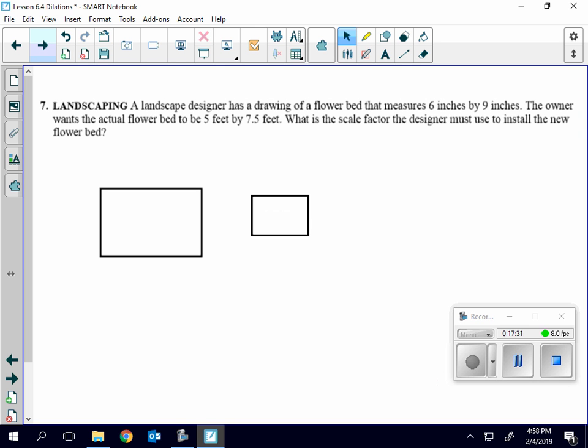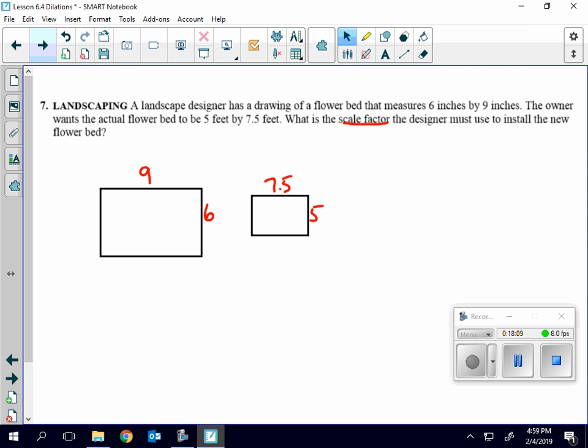Okay, last one. This one's a little tricky. We have a landscape designer who has a drawing of a flower bed that measures 6 inches by 9 inches. So if you would draw a rectangle and label the bigger side 9 and the smaller side 6, that's what the landscape designer has. Okay, now the owner wants an actual flower bed to be 5 by 7.5. So let's make the smaller side 5 and the bigger side 7.5. What is the scale factor?